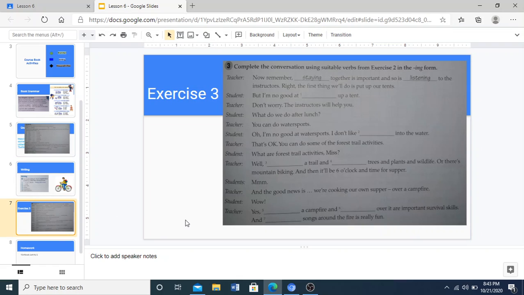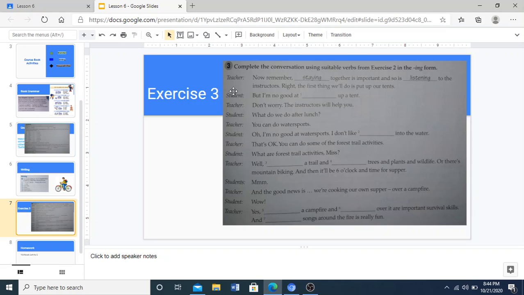Okay, now we'll move on to this conversation between the teacher and the student. Complete the conversation using suitable verbs from exercise 2 in the ing form. So, from the exercise 2 that we've done, go back to exercise 2 and choose any ing form that will complete this sentence appropriately, that will make sense when you write it in here. So the first one is done for you as an example.